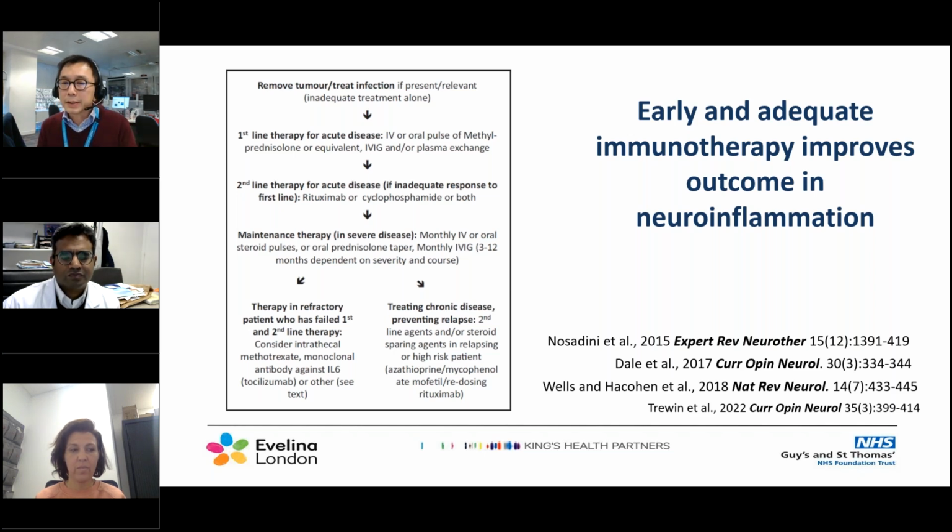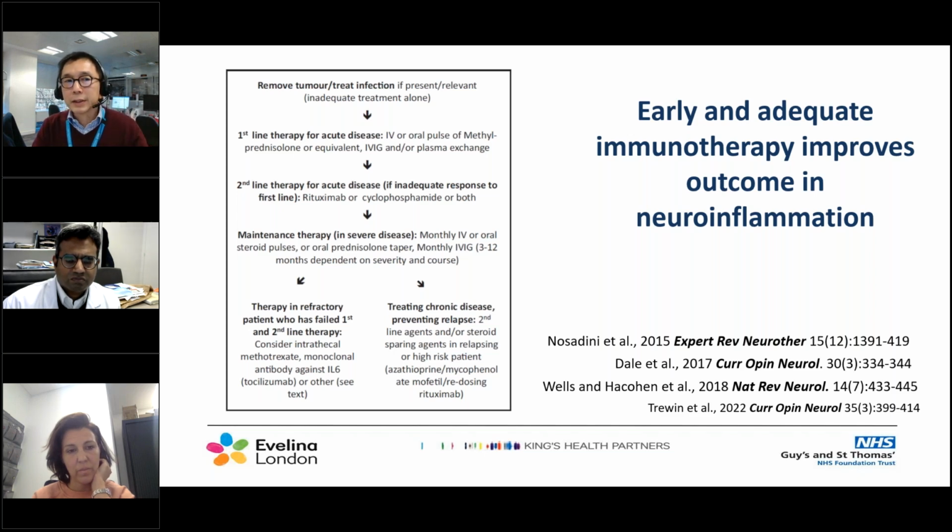But the key bits, and the convergence of literature and every systematic review that has been done, and these are just some that I've highlighted, point to the fact that early and adequate immunotherapy improves outcome in neuroinflammation. Kevin alluded to all the clinical trials that were there already, particularly in MS, and of course we don't have that randomized controlled or that robust clinical data in some of these autoimmune encephalitides because of the rarity and also because patients don't have a recurrent disease. So treating monophasic disease in the acute period is certainly more difficult than recurrent disease as such.